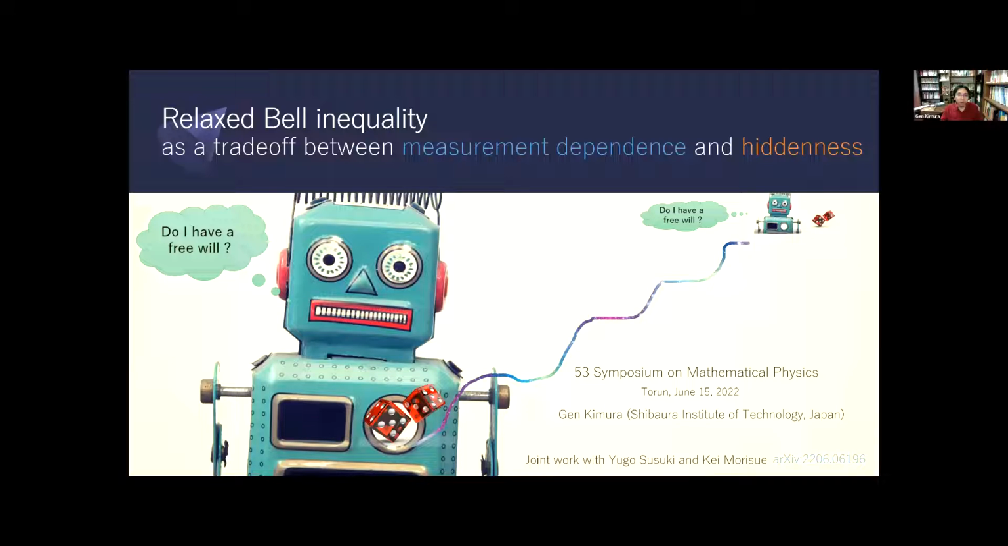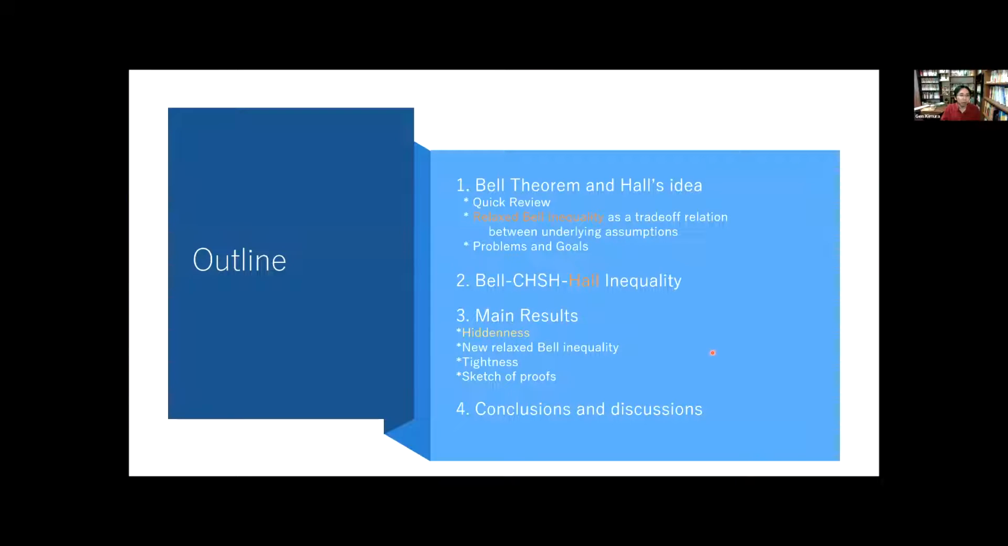So today, I will talk about a generalization of Bell's theorem, recently initiated by Professor Hall, which shed new light on Bell's theorem, I think. And the title of my talk is the relaxed Bell's inequality as a trade-off between measurement dependence and hiddenness. This is based on joint work, which we just put on the arXiv yesterday, with my ex-students, Yugo Suzuki and Kei Morisue.